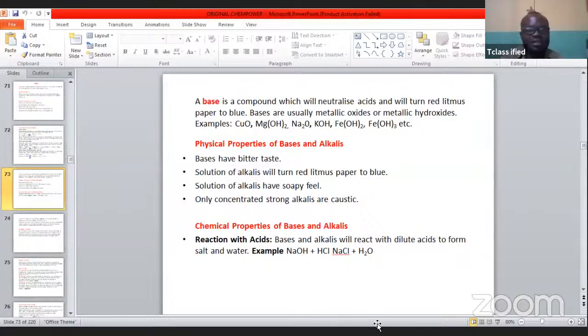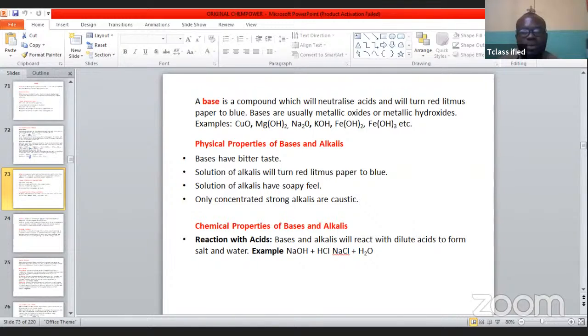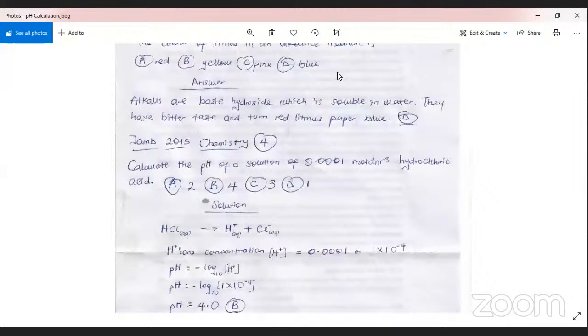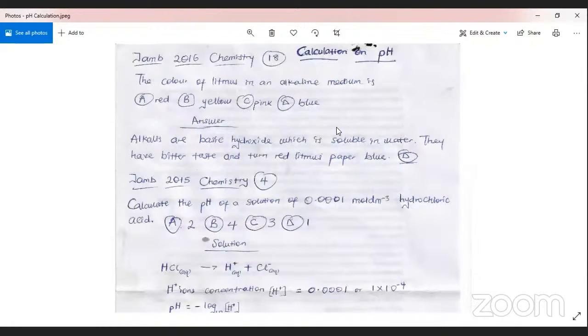So let's look at the next question. Calculate the pH of a solution of... But I'm not seeing the question. 0.001 mole per dm cube. Oh, sorry, please. Okay. Please tell me when you can see the question. I can see it now. I can see the question now.